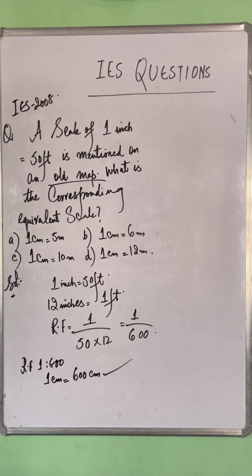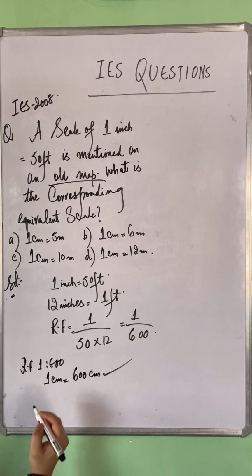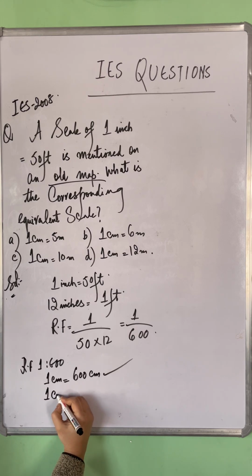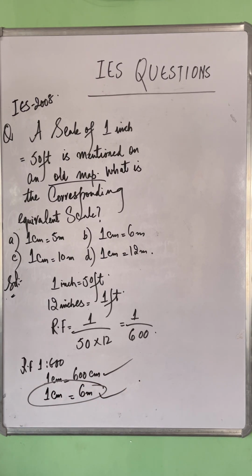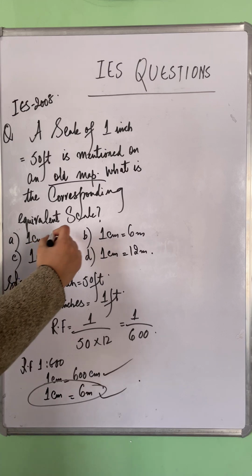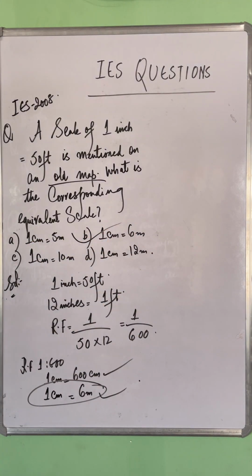This is my engineer scale. This is my representative fraction. Or I may write it down that 1 centimeter is equal to 6 meters on the ground. That means every centimeter on this old map represents 6 meters on the ground. That means option B is correct. So we solved this question. This was asked in IES 2008. All right, moving on, let's do another question.